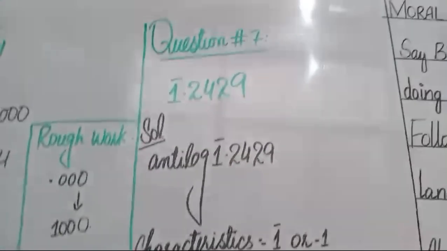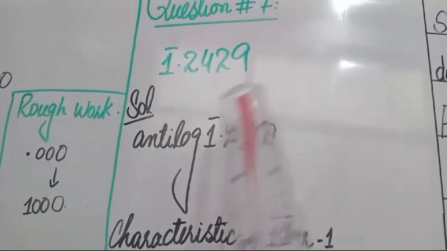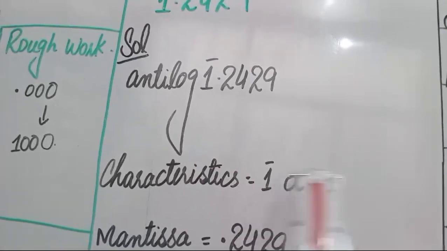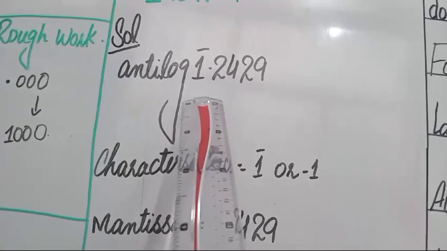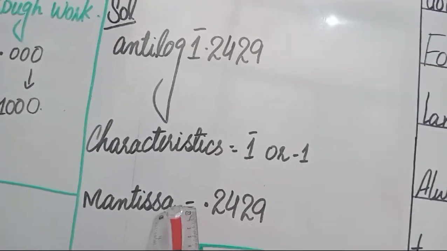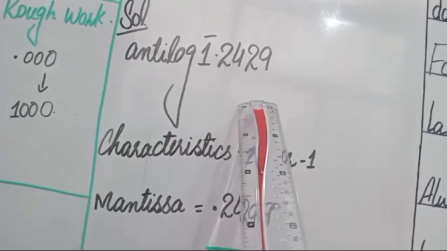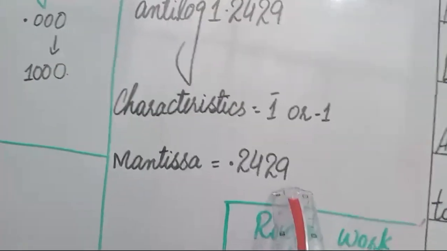Next is our question number 7, 1 bar 0.2429. So we have to find the antilog of a negative number. 1 bar means -1. First of all, we will write the characteristic. Our characteristic is 1 bar, or we can write it as -1. And the mantissa, as I have already told you, is always the decimal part of the number, which is 0.2429, and we will find the antilog through the mantissa.